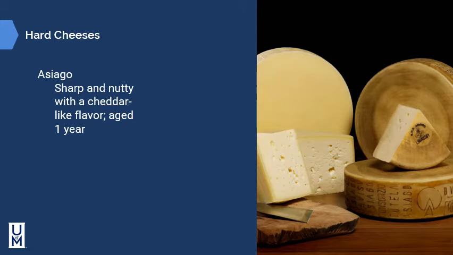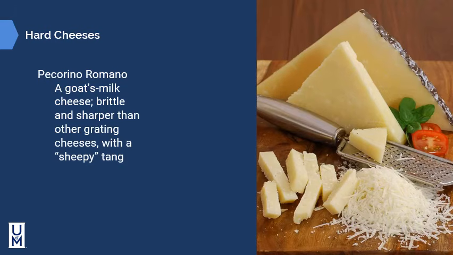Asiago cheese is sharp and nutty with a cheddar-like flavor. It's aged around 1 year. Pecorino Romano is a sheep's milk cheese, brittle and sharper than other cheeses, and is often grated. It has a sheepy tang to it.